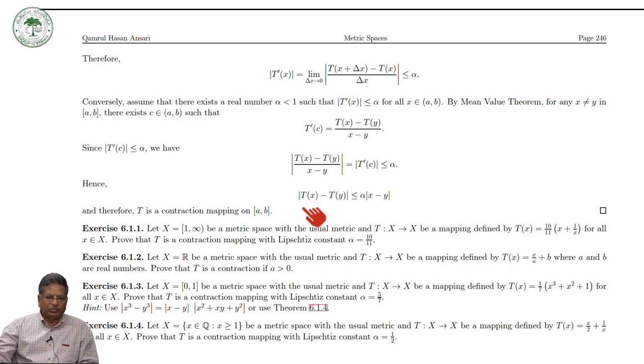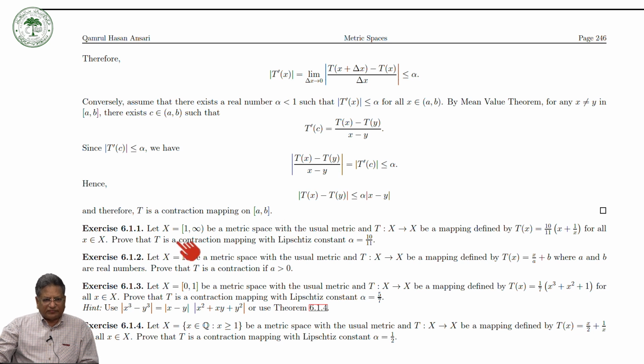So this way we can check whether a function defined on a closed interval AB, which is differentiable and continuous, is a contraction or not. Now I present several exercises. Some of them are given with the solution and some of them are not.